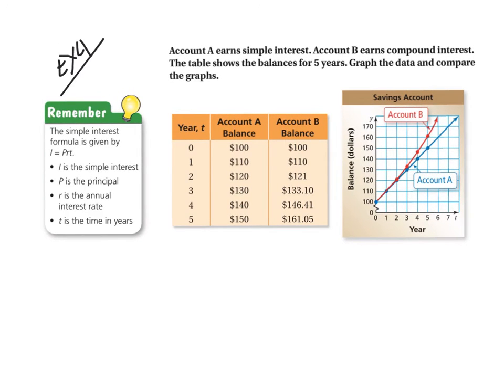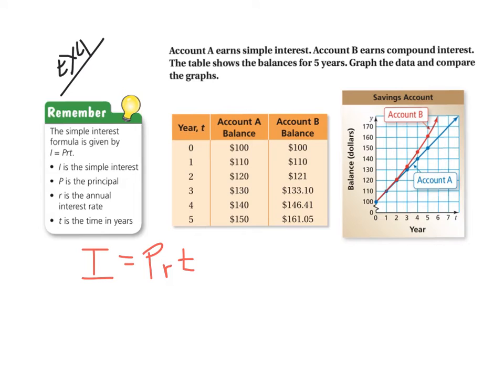So this is example 4, and I'm not going to force you to graph it. You can just look at the graph that they have here. Account A earns simple interest. Account B earns compound interest. The table shows the balance for 5 years. Graph the data and compare the graphs. Okay, so simple interest is shown by this formula, I equals PRT. If you don't remember how to do this, go watch the lecture I just did for 7th grade, 4.4. Their whole lecture is on simple interest.